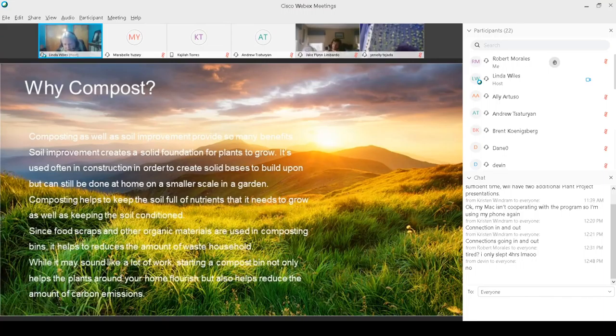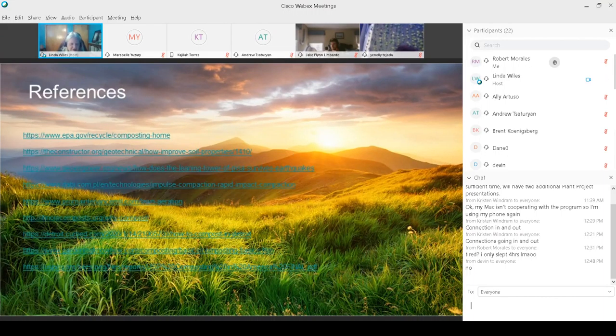Composting tends to keep the soil full of the nutrients that plants need to grow, as well as keeping the soil conditioned. So you're reducing the amount of household waste. Compost bins are not that difficult to manage. Basically go out once or twice a week and turn the compost, and it aerates it. And then those are the references.